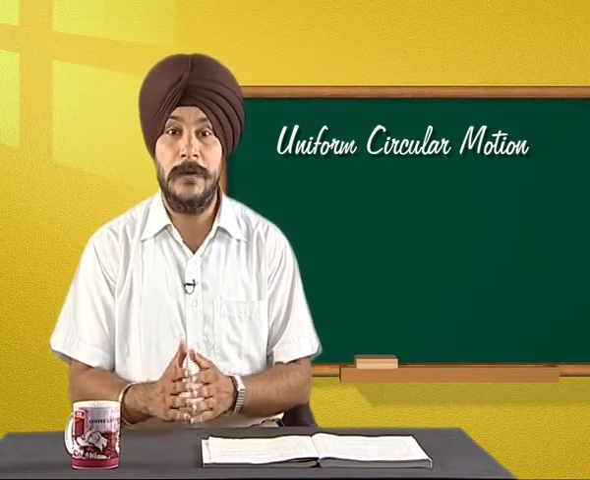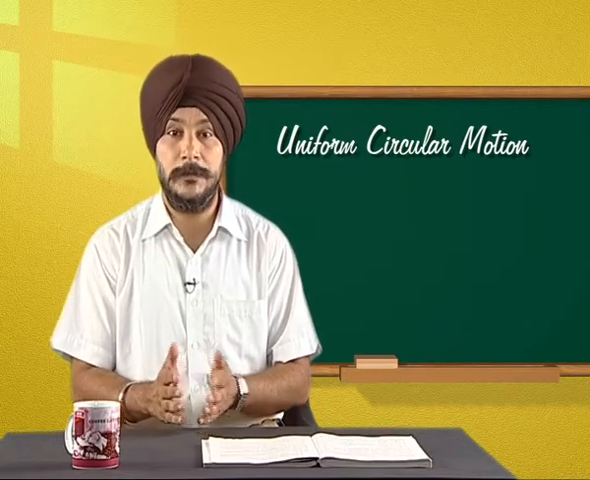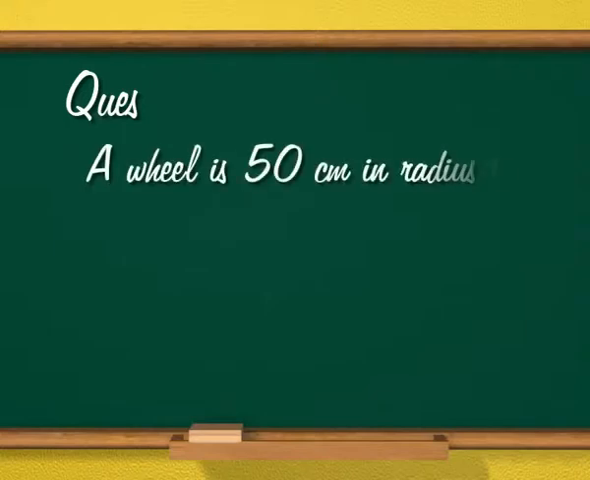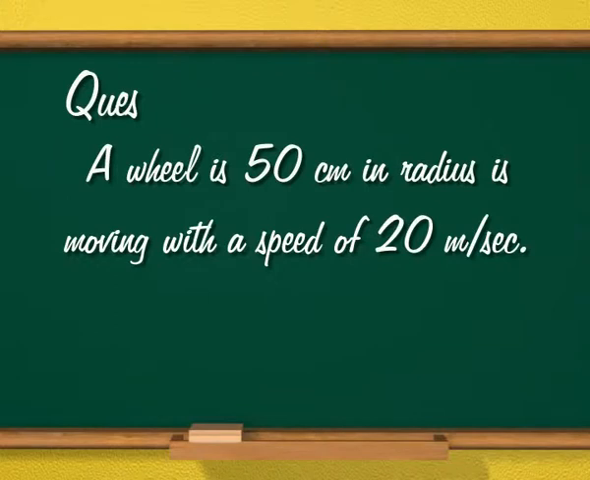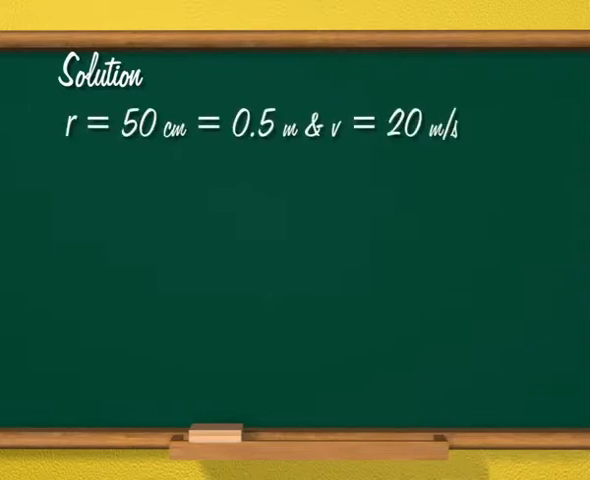So, now we come to the end of today's topic. Here we are going to solve some problems. Question: a wheel of radius 50 cm is moving with a speed of 20 m per second. Find the angular speed. Here, the radius of the wheel is r = 50 cm, which is equal to 0.5 meters, and the linear speed of the wheel is 20 meters per second.